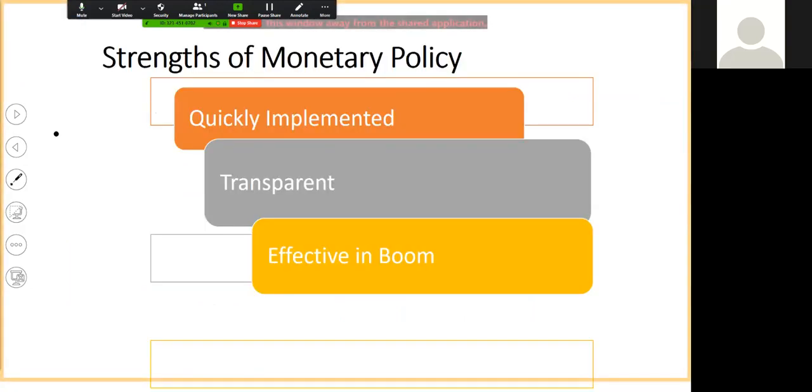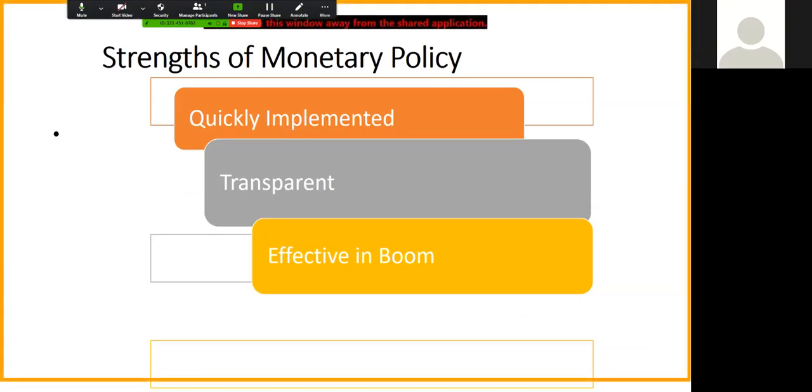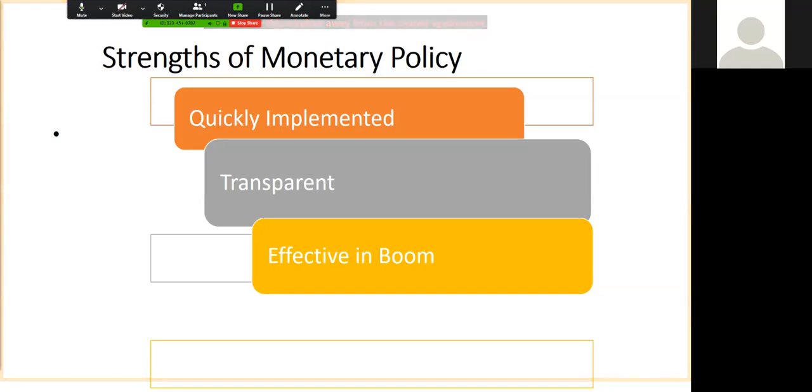Strengths of monetary policy. First of all, it is quickly implemented, because the target rate of monetary policy can be changed at the monthly meeting of the Reserve Bank Board. Every month when it meets on the first Tuesday, it can take policy action very quickly, and it's an independent body on top of it, which is a very strong point for monetary policy. It's more of an independent one.